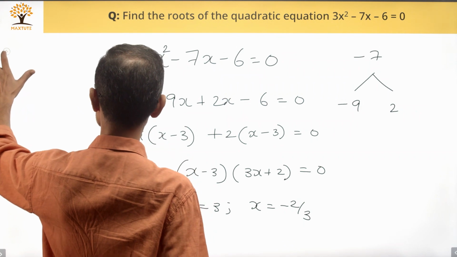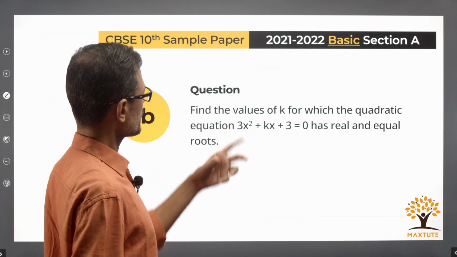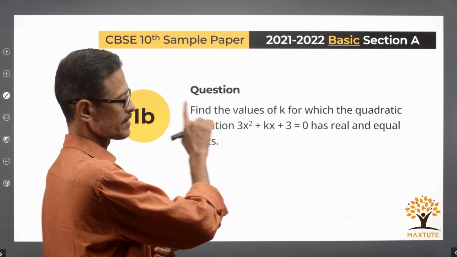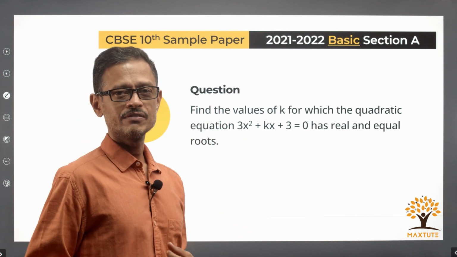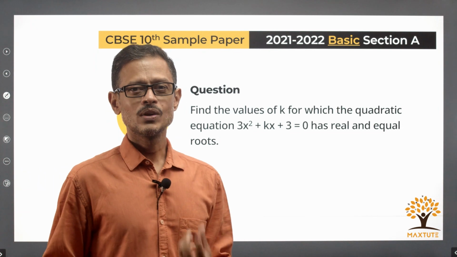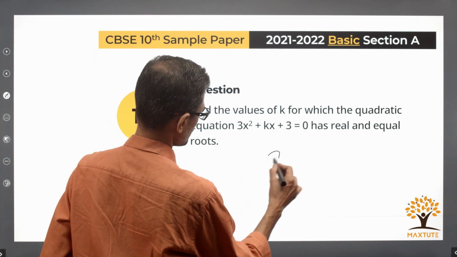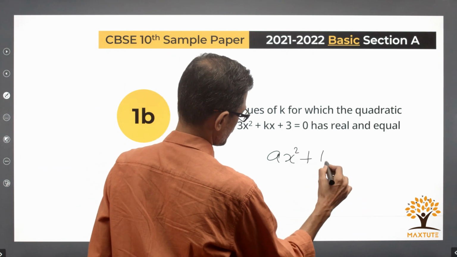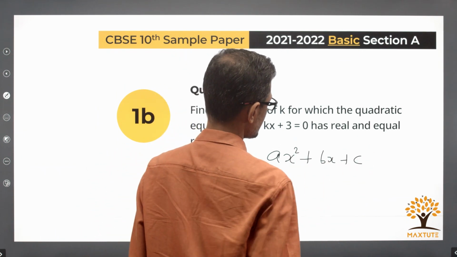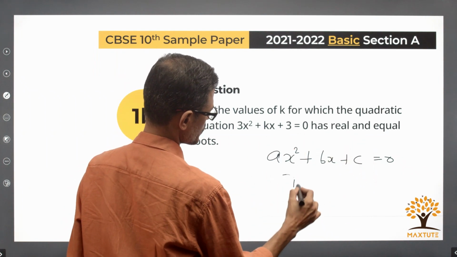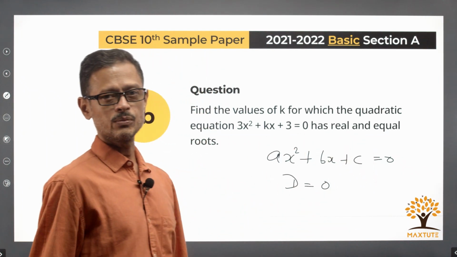It is the same question, it has got an internal choice. So, the second part of this is: find the value of k for which the quadratic equation 3x square plus kx plus 3 will have real and equal roots. What is the condition for real and equal roots of a quadratic equation of the generalized form? If the equation is ax square plus bx plus c equal to 0, this quadratic equation will have real and equal roots when its discriminant is equal to 0.